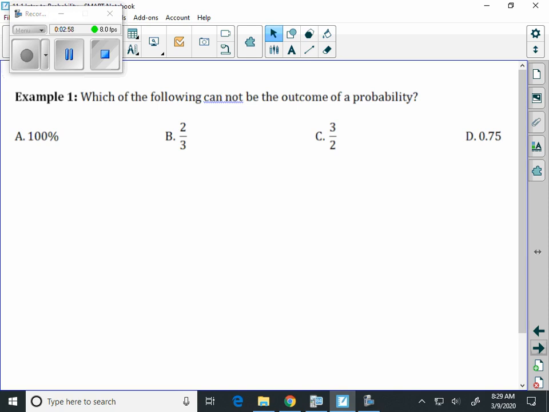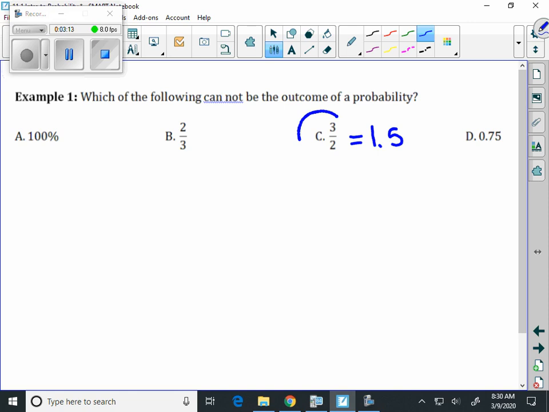2/3, is that between 0 and 1? Yes. 3/2, is that between 0 and 1? If you convert it to a decimal, this is 1.5, and that's not between 0 and 1. So which of the following cannot be is that one. 0.75, again, is between 0 and 1. So if you're not very good with the fractions, use decimals, use your calculator to determine the answer there.